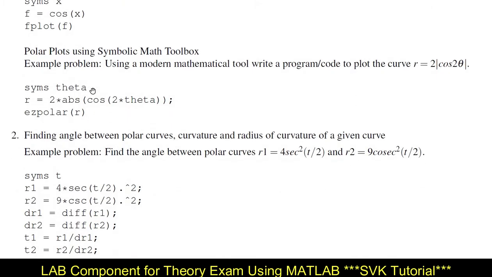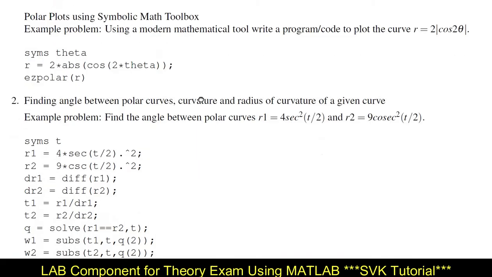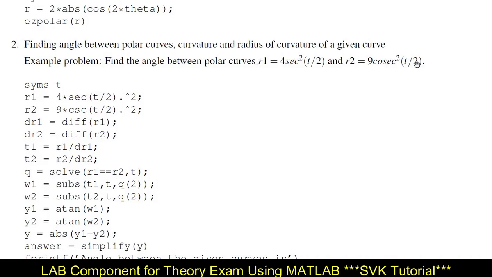Moving on to the next question: find the angle between polar curves, curvature, radius of curvature. I am going to discuss that now. In the first one, if I consider the angle between two curves, these are the two curves I have considered. Instead of these two curves, if they change any curves, you can change them respectively here. So syms t, then define r1 and r2. These two are the given curves. Then differentiate them; that's why I have denoted dr1, dr2. Then find the slopes t1 and t2, that is r1 by dr1, r2 by dr2.